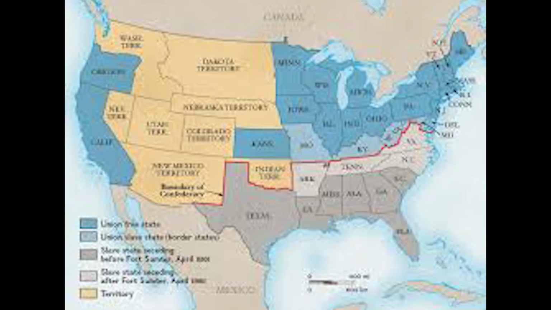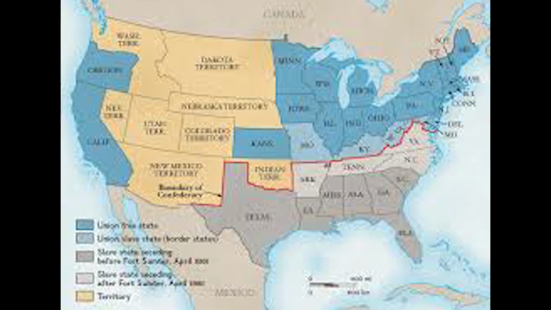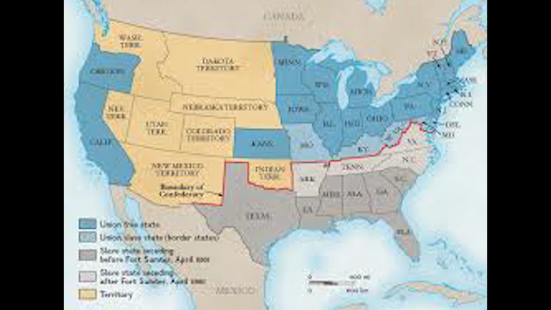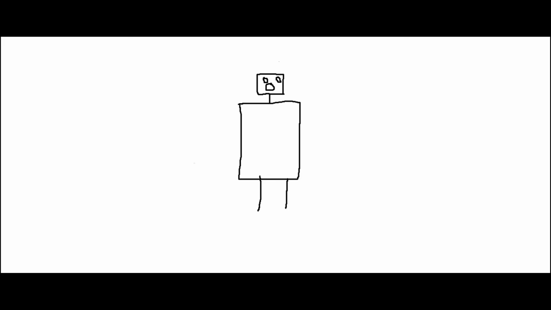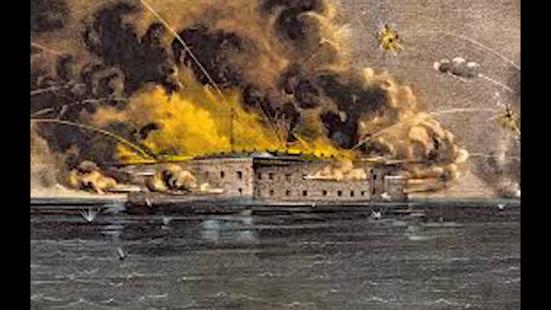Within the next few weeks, the states of North Carolina, Virginia, Florida, Georgia, Arkansas, Texas, Alabama, Mississippi, and Tennessee all left the Union and formed the Confederate States of America, or CSA for short. The Civil War had begun. The first battle of the war was the Confederate attack on Fort Sumter, which was a fort off the coast of Charleston, South Carolina. The first major battle was the Battle of Manassas.